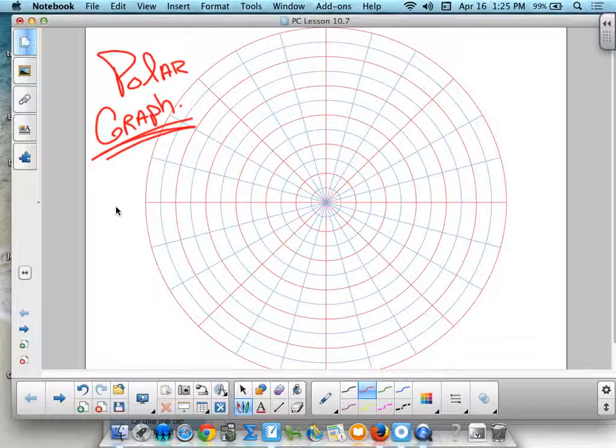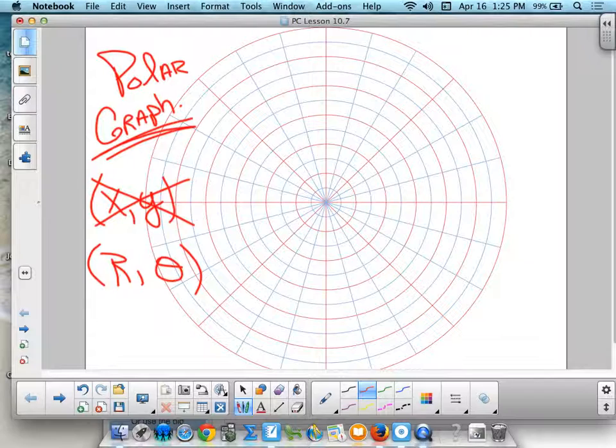This is the same thing, except it's not going to be x comma y. It's not x, y. Get rid of that. It's now this. There. That's what you're graphing. R comma theta. What's R?